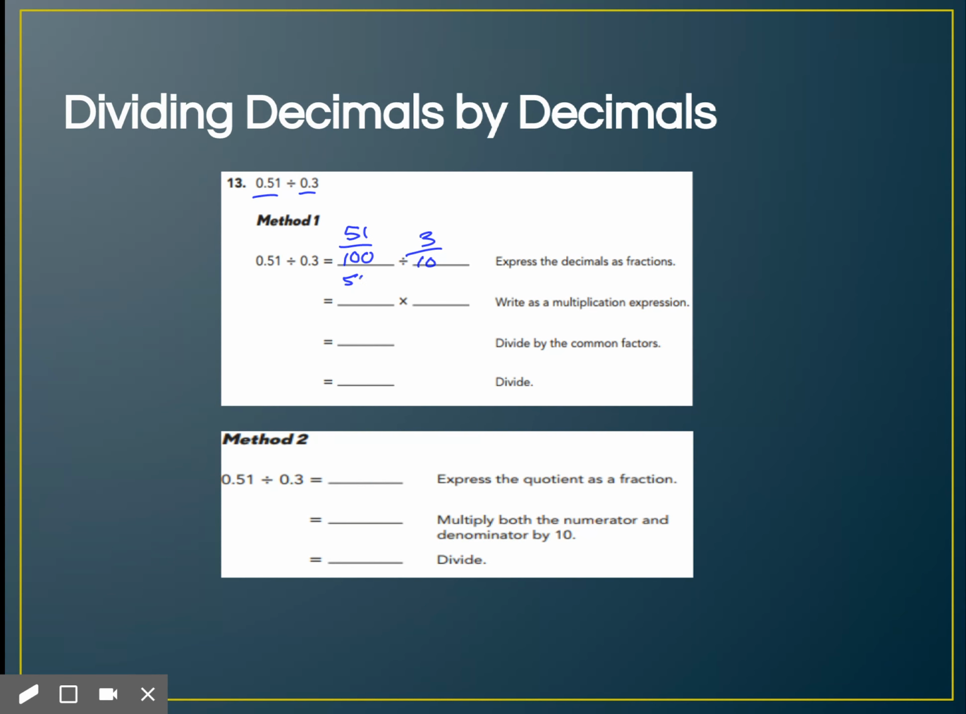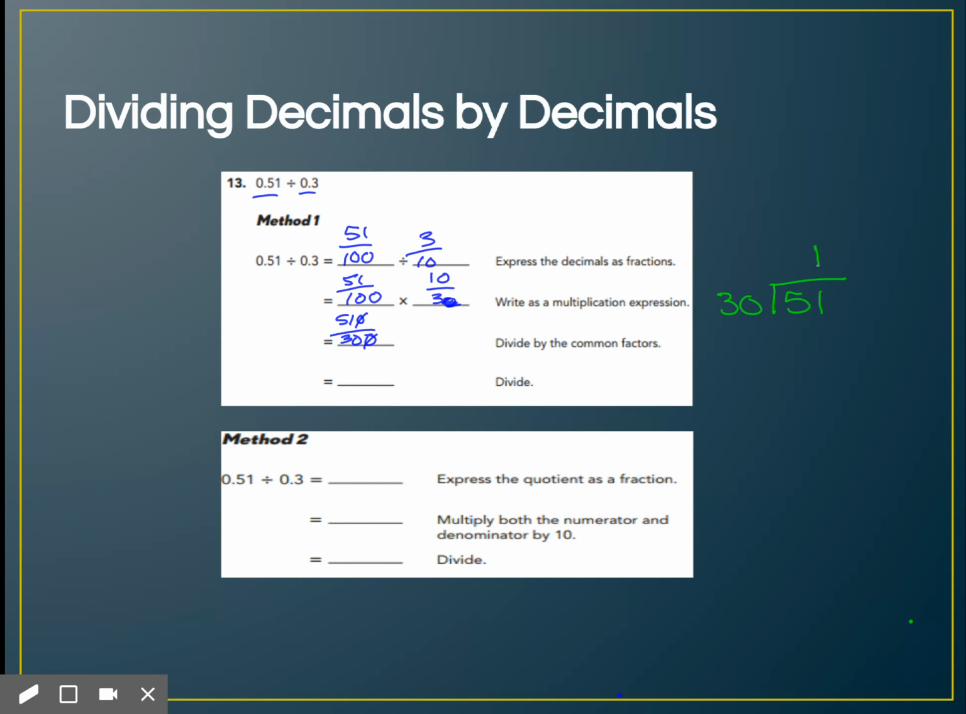So again, I'm going to keep flip change. Oop, sorry, that's a 3, not a 30. So I would get 510 over 300. I can cancel out one of these zeros here. And now I have 51 over 30. So I don't want to leave it that way. So I need to do long division. 51 divided by 30 to see what I'm going to do here.